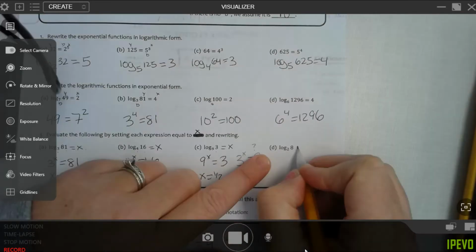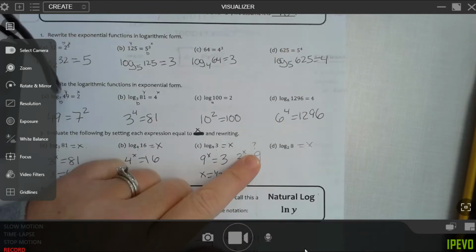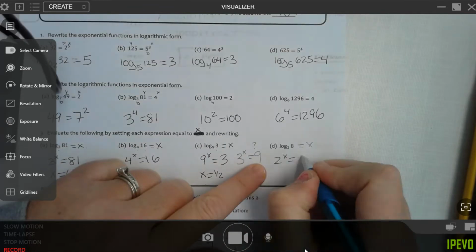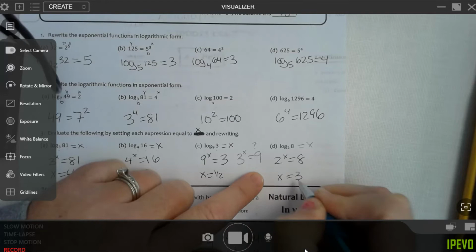All right, so I'm going to let this equal x. Go back to my pen. So 2 to what power gives me 8? And that is going to be 3.